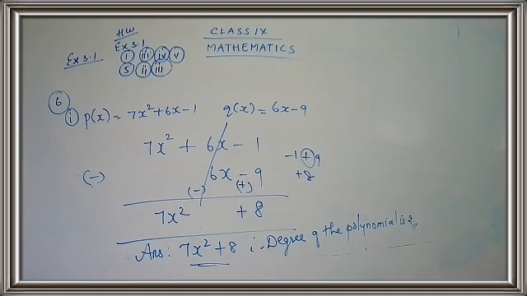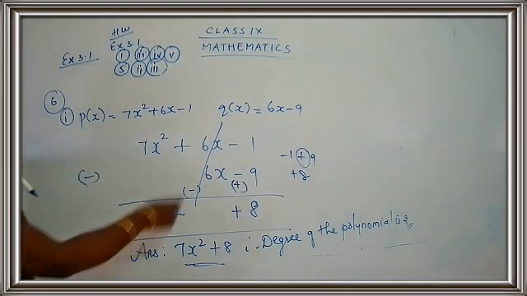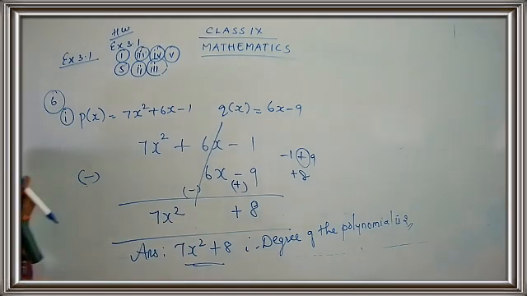Are you clear with the subtraction part, children? So we have two polynomials, and they have given you the condition that the second has been subtracted from the first. So write the first and the second later on. Then when you do the subtraction, you have to change the sign of the second part. The plus 6x will change to minus 6x. Minus 9 will change to plus 9. Then you have to do the calculation and you get the answer as 7x squared plus 8.